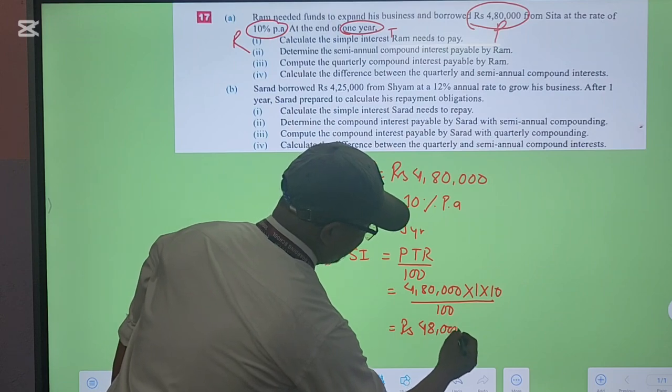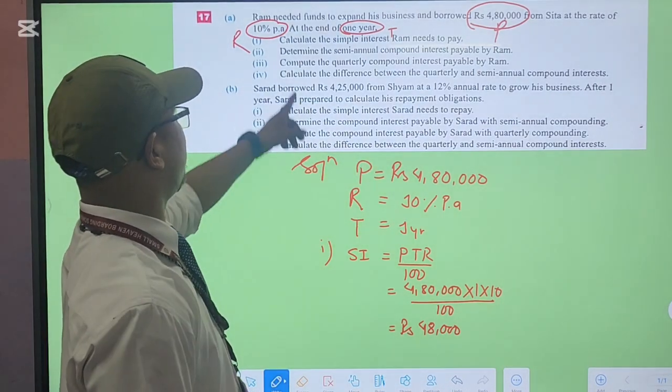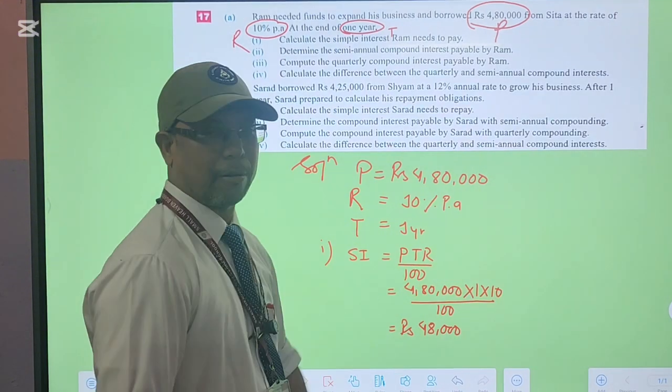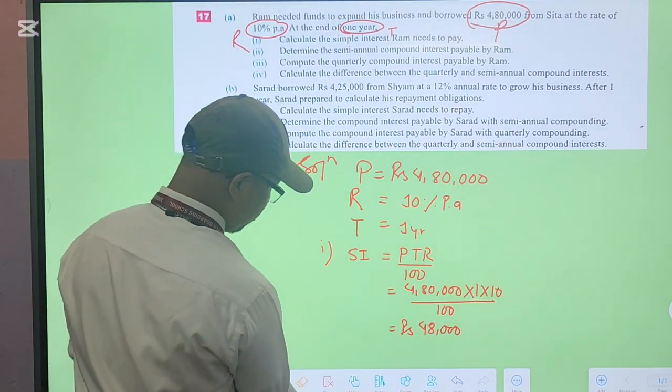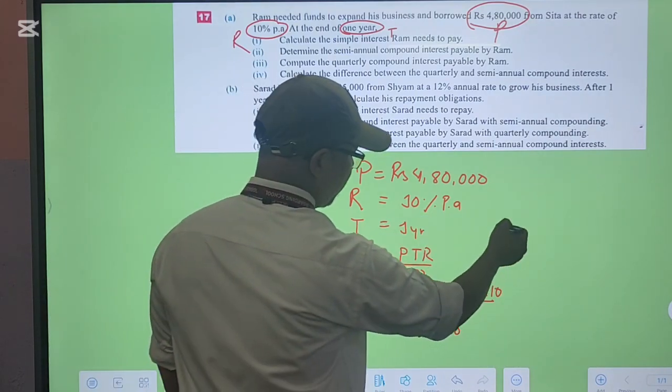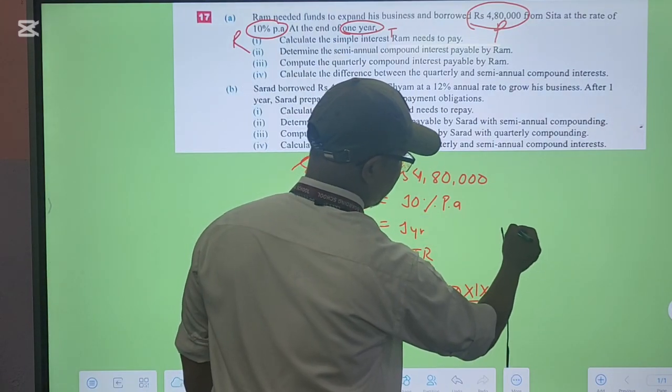And see, for number one you get the answer 48,000, because you were asked to find the simple interest. Simple interest formula is PTR by 100. Now let's get to the second number. Now look at what is asked in the second number.